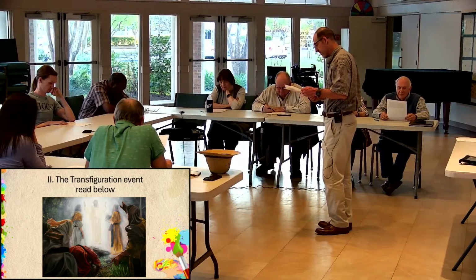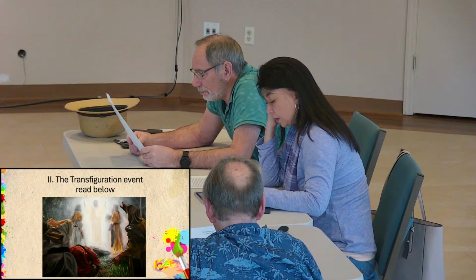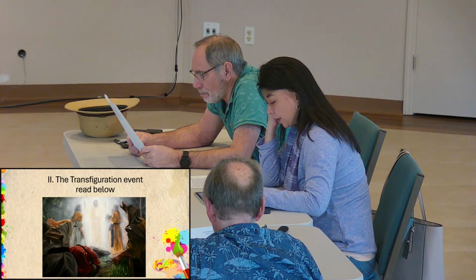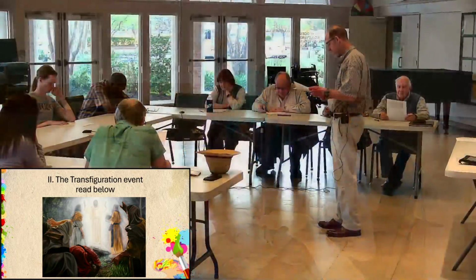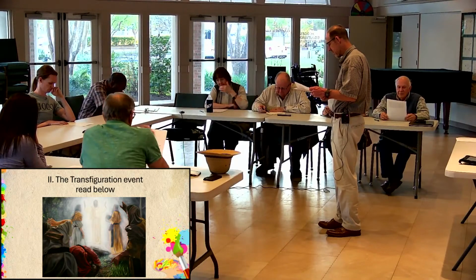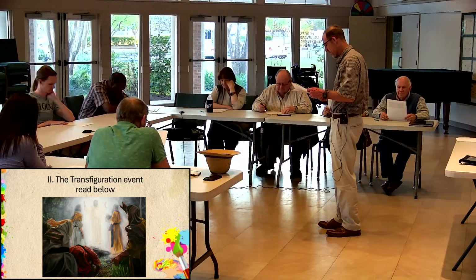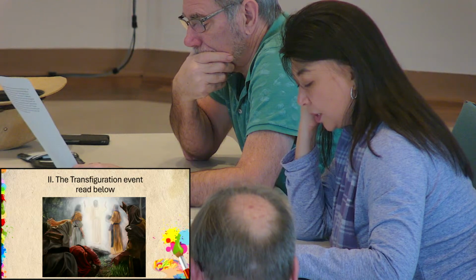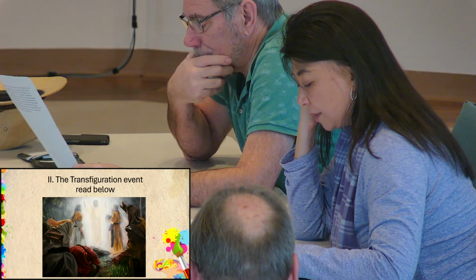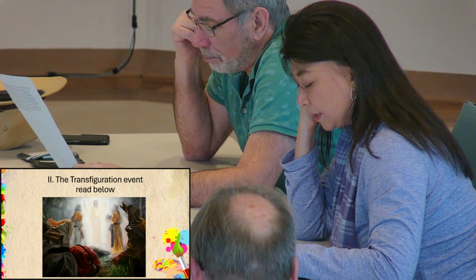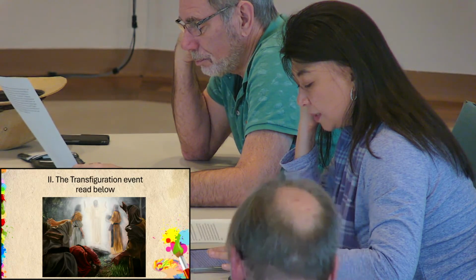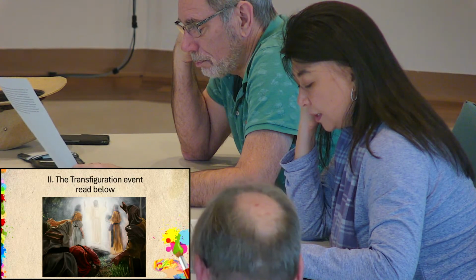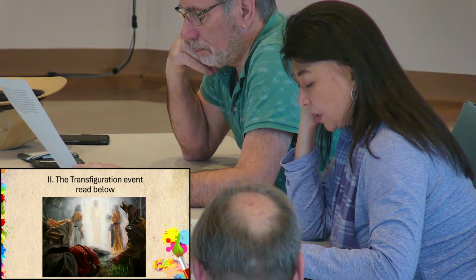As they were coming down the mountain, Jesus ordered them, "Tell no one about the vision until after the Son of Man has been raised from the dead." And the disciples asked him, "Why then do the scribes say that Elijah must come first?" He replied, "Elijah is indeed coming and will restore all things. But I tell you that Elijah has already come, and they did not recognize him, but they did to him whatever they pleased. So also the Son of Man is about to suffer at their hands." Then the disciples understood that he was speaking to them about John the Baptist.